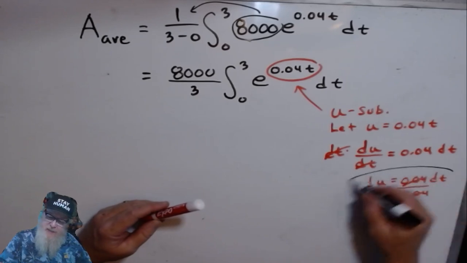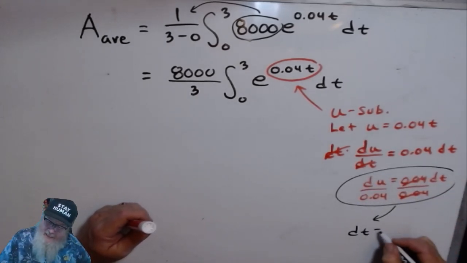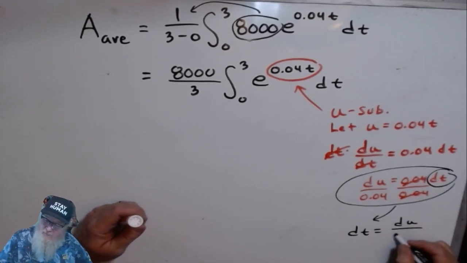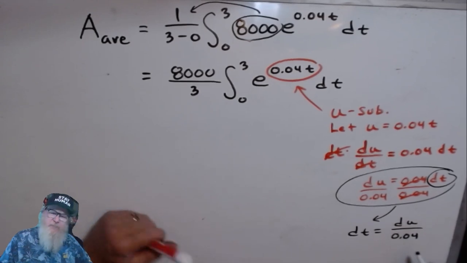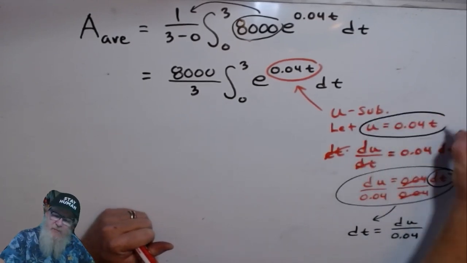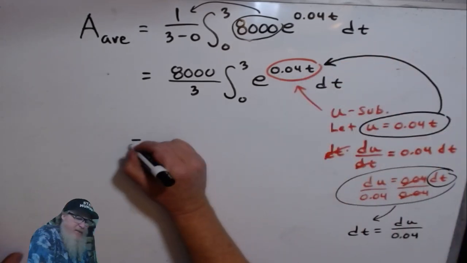Why do I like to do this last step? Because it gives you a nice expression for dt. dt is du over 0.04. So this replaces the 0.04 t.